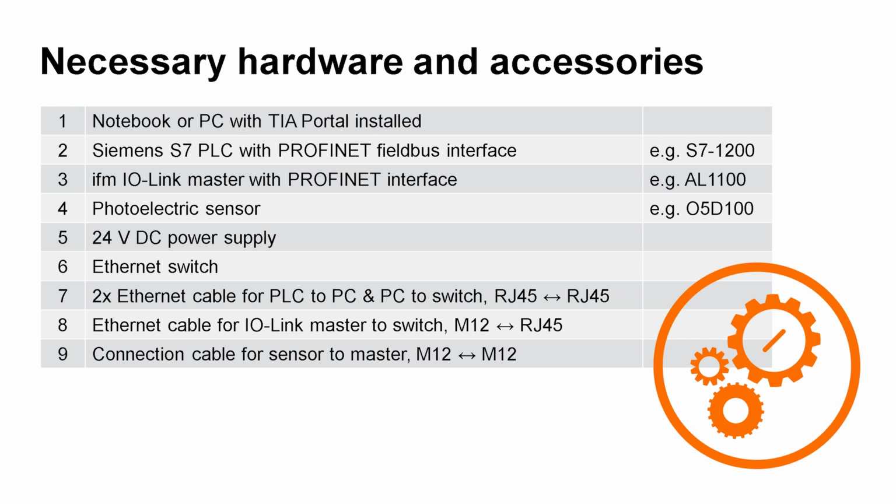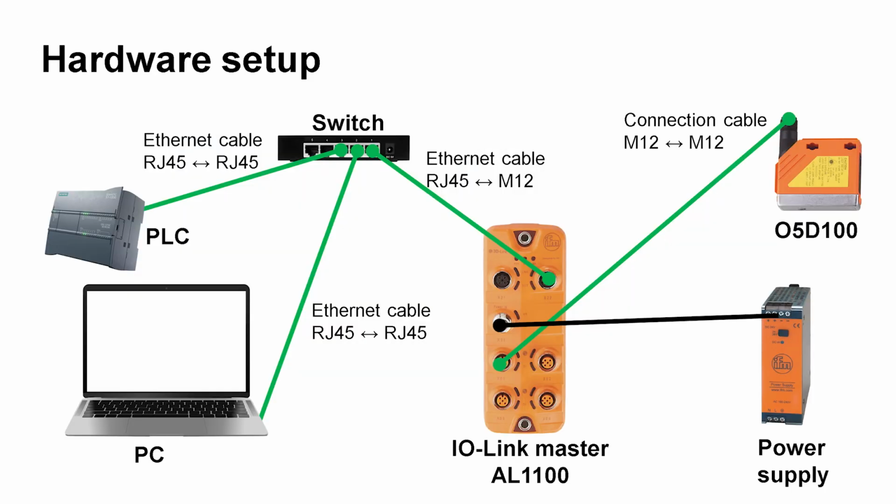We also need the following hardware: a PLC with Profinet field bus interface, for example a S7-1200, an AL1100 I/O link master from IFM, also with Profinet interface, and an O5D100 photoelectric distance sensor from IFM. Additionally, a 24V plug-in power supply, an Ethernet switch, and the corresponding connection cables are required.